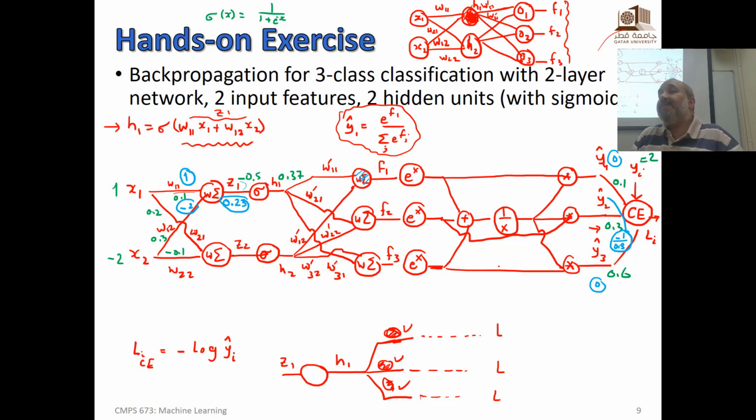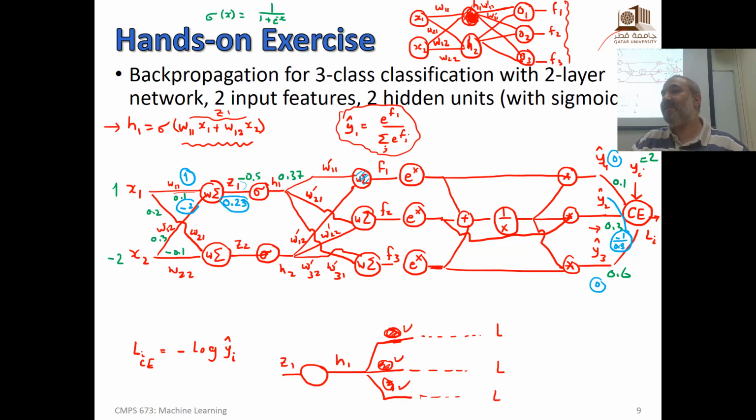Now, this is not a parameter of the network. For example, H1 is not a parameter of the network. Why are we interested in computing the gradient of the loss with respect to that variable, although it's not a parameter of the network? Because it will be used back. We will use the gradient of H1 to compute the gradient of Z1, to compute the gradient of W11, and so on. So we'll have to do the back propagation of the gradients.